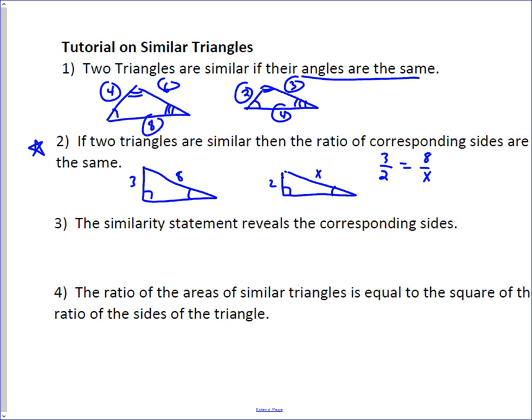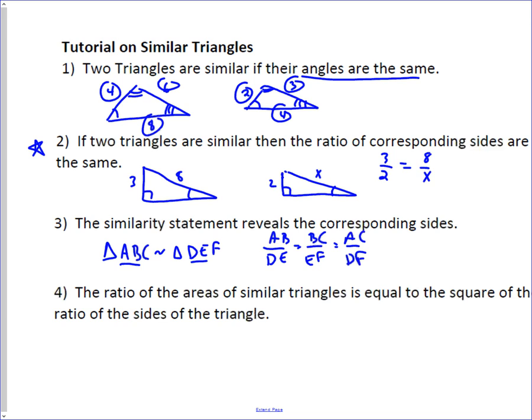Oftentimes you'll be given a similarity statement. You'll be given something like this. Triangle ABC is similar to triangle DEF. If that's the case, you can actually reveal the corresponding sides based on where the letters are. So this means that AB corresponds to DE, and BC corresponds to EF, and AC corresponds to DF. And so those three ratios would have to be the same. And so a similarity statement can be very valuable.